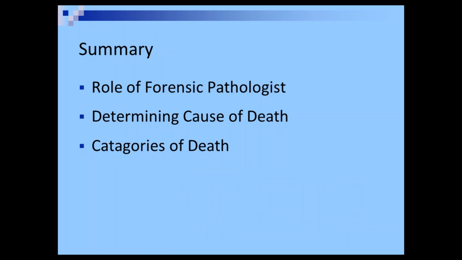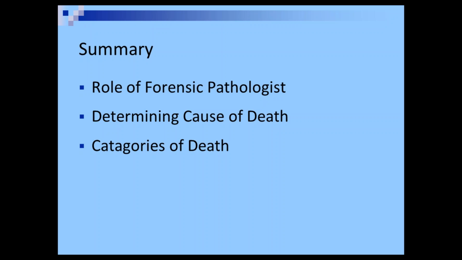So we're going to talk about the role of the forensic pathologist, and when we talk about the role of the forensic pathologist, we're also going to discuss the terms medical examiner and coroner, because those three are used very similarly, but they're slightly different occupations, I guess. There can be some overlap there. And then we're going to talk about what the medical examiner does.